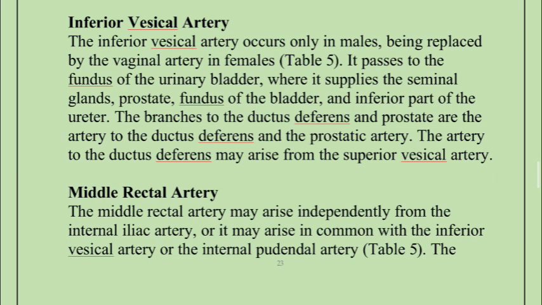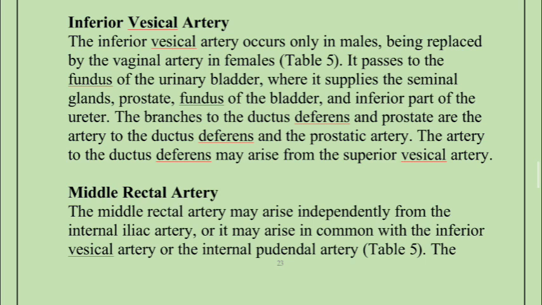The inferior vesical artery passes to the fundus of the urinary bladder. There it supplies the seminal glands, prostate, fundus of the bladder, and the inferior part of the ureter. The branches to the ductus deferens and the prostate are the artery to the ductus deferens.